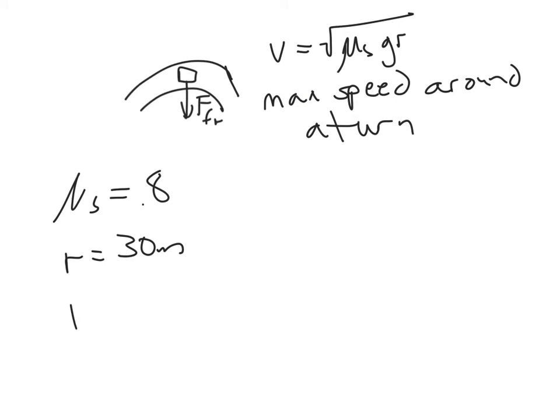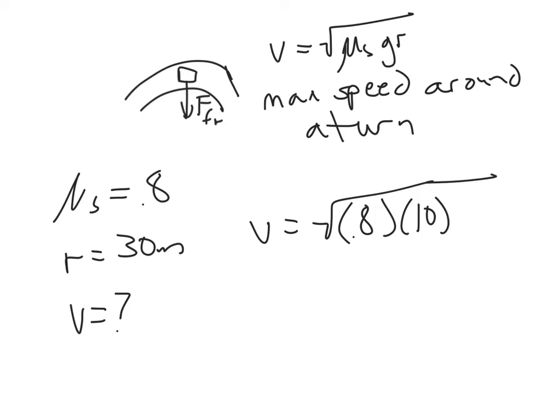And we wanted to know the maximum velocity. So we would just substitute in. Mu sub s is 0.8, but our velocity is the square root of mu sub s times the acceleration due to gravity, which is 10, times that radius, which is 30. So 300 times 0.8, and then we take the square root of that, 240, and we end up with 15.5 meters per second there.